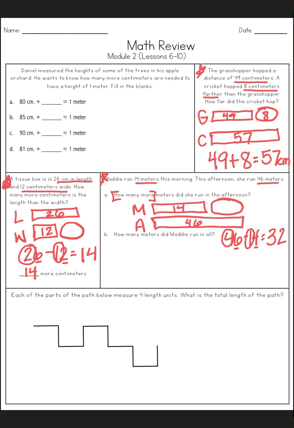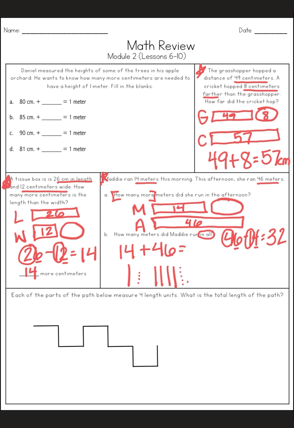The next part of this question is how many meters did Maddie run in all? I can use that same strip diagram and see that she ran 14 meters in the morning, 46 meters in the afternoon. To find in all, I simply need to add 14 plus 46 to find my answer. So I'm going to look at 14 is 1 ten and 4 ones. 46 is 4 tens and 6 ones.